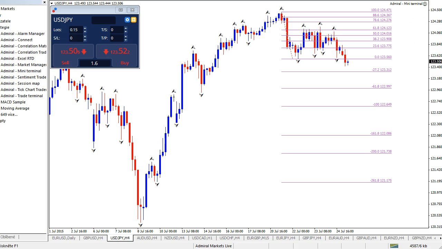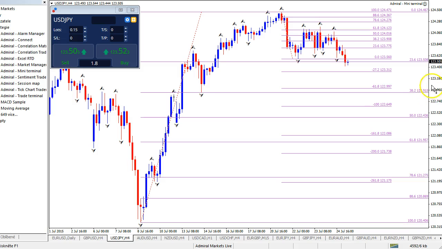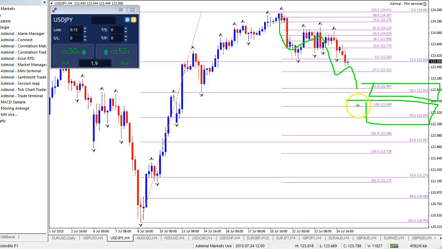If I put a fib on the entire upside, that would correspond to the 38.2 fib. So at the moment, we're getting kind of a zigzag correction. I wouldn't be surprised, though, to see a bounce at this confluence or perhaps even deeper around here.